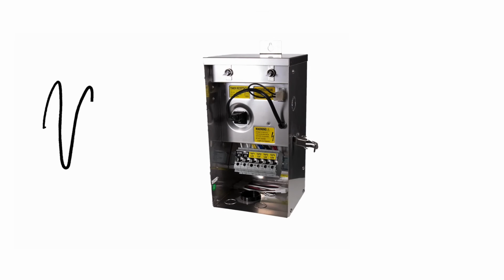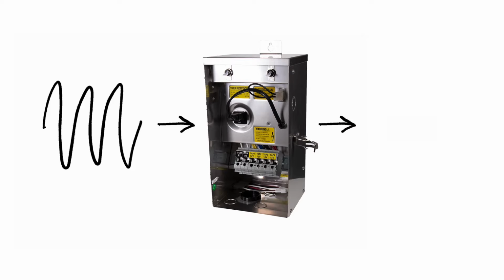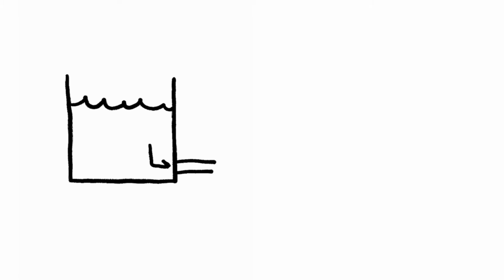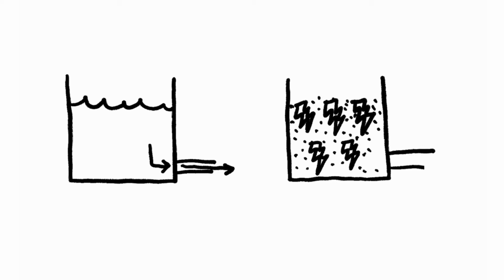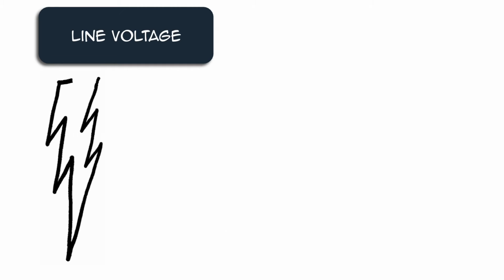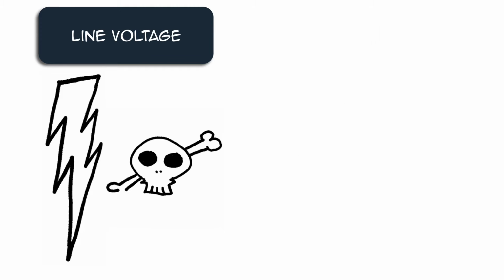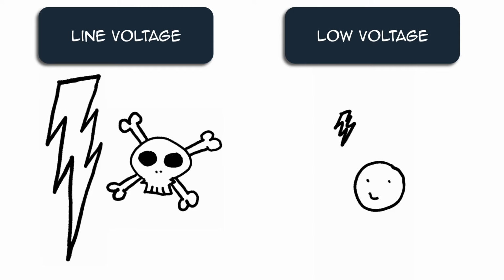In a nutshell, landscape lighting transformers bring line voltage down to a lower voltage. For context, voltage is like electrical pressure, akin to water pressure in an irrigation system. So why would we want to lower it? The main reason is that lower voltage is significantly safer and easier to work with.